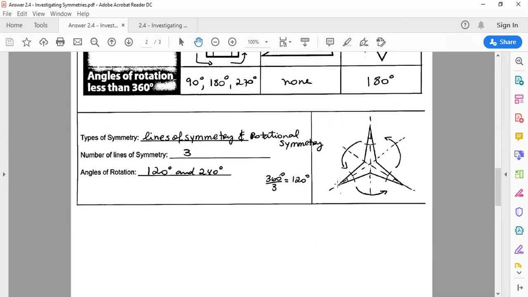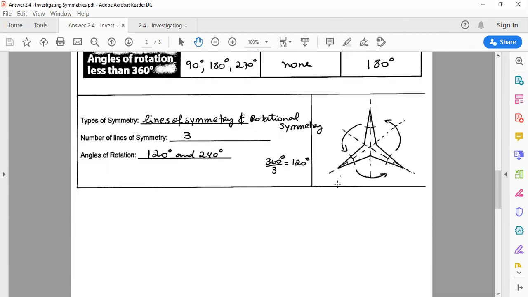Let's look at the types of symmetry here for this star. I can draw a line through the leg here, and I can draw another one through this leg, and another one through this leg. Those would be lines of symmetry, because if I reflect it across that line, I would go back to the original figure.